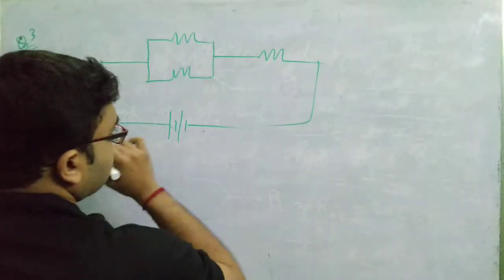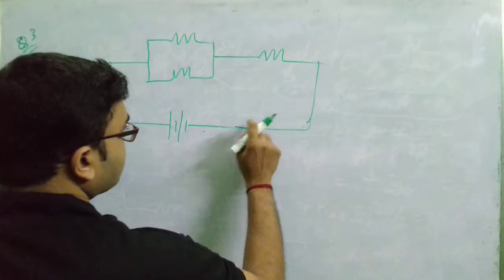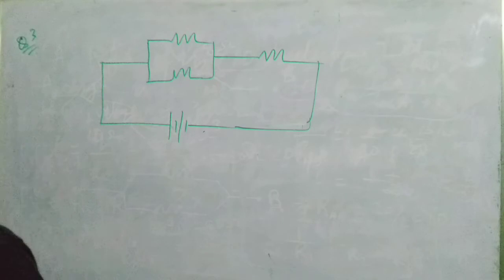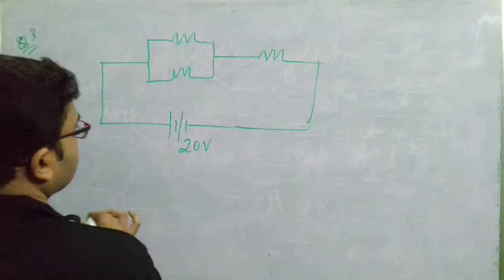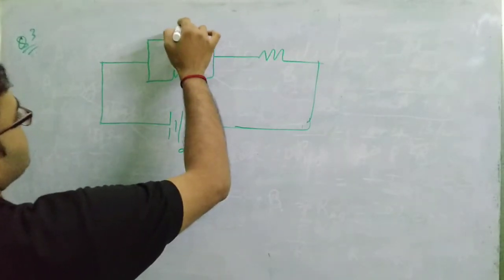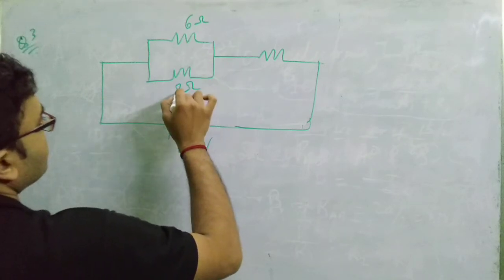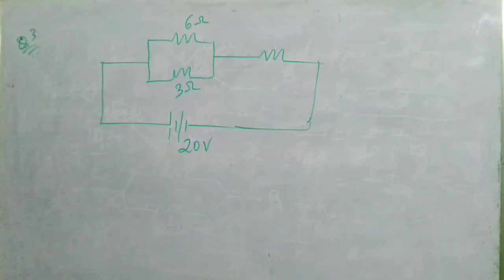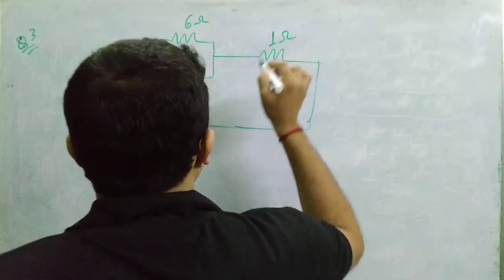So a circuit like this is given. Now here, say this is a 20-volt cell or battery, as I should say battery, not cell. And here are two resistors, 6 ohm and this is 3 ohm. Fine. And here is a 1 ohm resistance.